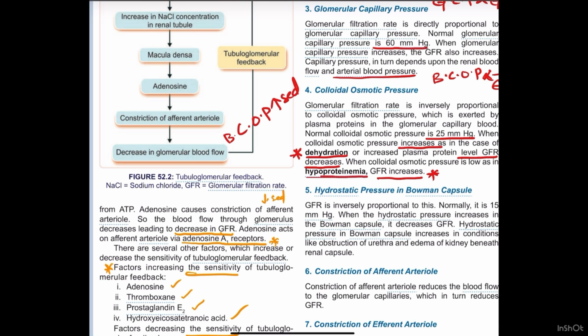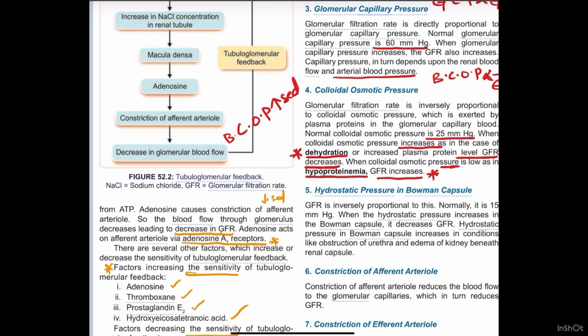Okay, or else you can consider that with increased plasma protein, the level of GFR is going to be decreased. Plasma protein increases, GFR decreases. Increased plasma protein level decreases the GFR. Done it? Very good. When colloidal osmotic pressure is low, then what happened?